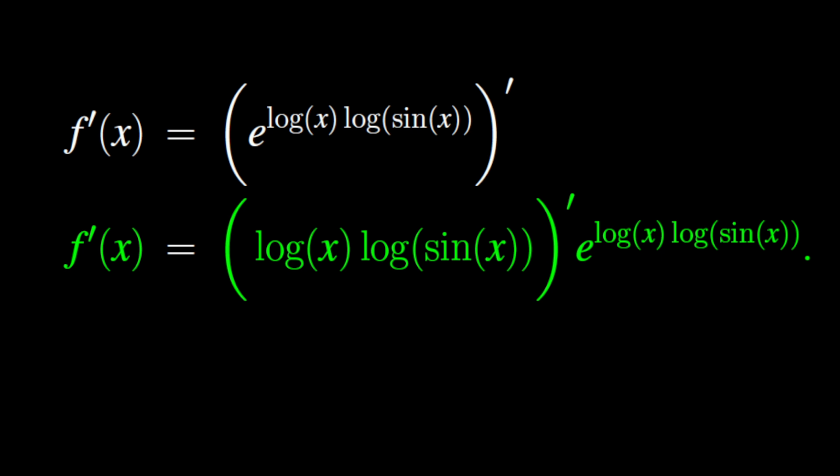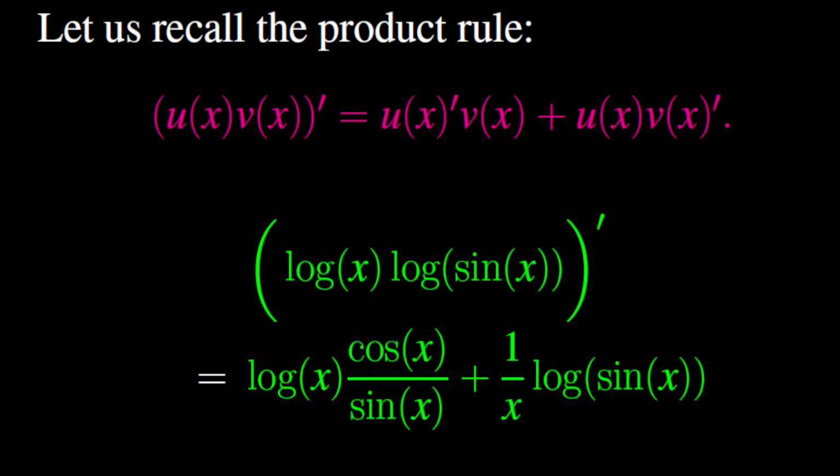It comes that, using the chain rule, the derivative of f is equal to the derivative of the product logarithm of x times logarithm of sine of x, times exponential of the product logarithm of x times the logarithm of sine of x. In fact, in order to compute the derivative of the product logarithm of x times logarithm of sine of x, we need to use the product rule. Let us recall the product rule. The derivative of the product of two functions u of x times v of x is equal to u prime of x times v of x plus u of x times v prime of x.